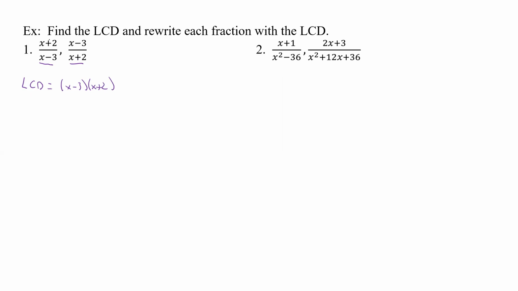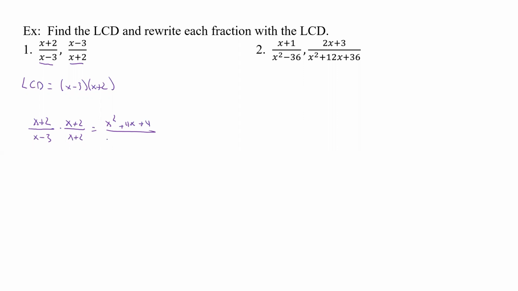And so what we have to do is we have to rewrite each of these rational expressions with this LCD. So if we have x plus 2 over x minus 3, well, what did we have to do here? We had to multiply the denominator by x plus 2, and so we also have to multiply the numerator by x plus 2. Now, if we wanted to go ahead and expand that out, we're going to take x plus 2 times x plus 2, and that's going to be basically a perfect square. So that's going to be x squared plus 4x plus 4, because you're going to have x times 2 is 2x, then we have another 2x, so that's 4x, and then the 4 there.